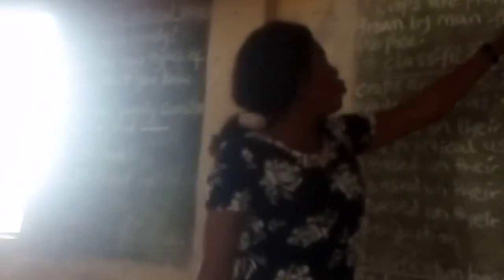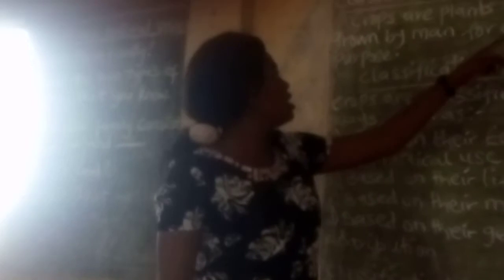So first of all, let's see what is the meaning of crop. Crops are plants which are grown by man for a definite purpose, that is, for a particular purpose. That means if man grows cassava, he has a reason for growing the cassava. Nobody will go and plant something when he does not have a purpose for it. There is something he wants to gain by planting those crops.